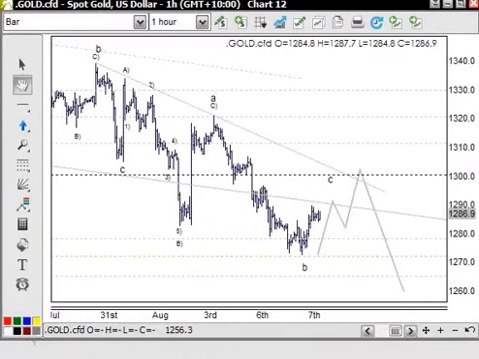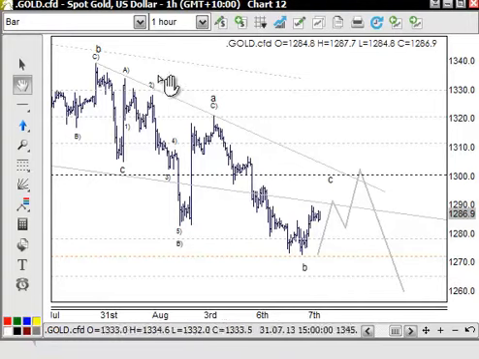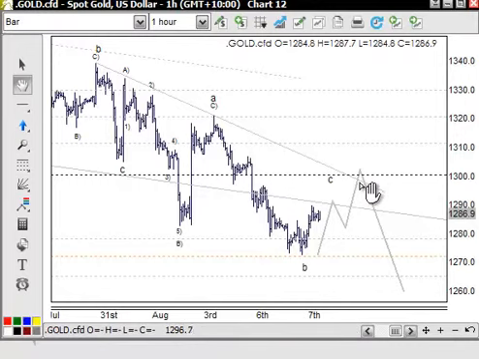Okay, starting with gold, and we're looking for a bounce off the 1272, and that's coming into play. We're looking at the bounce as an A, a B and a C, as a retest of somewhere up here of this trend line and 1300 and so forth. It should be 3 waves, then 5 waves, 3 waves, and 5 waves, and then one more to the downside. So that's what we're looking for there.